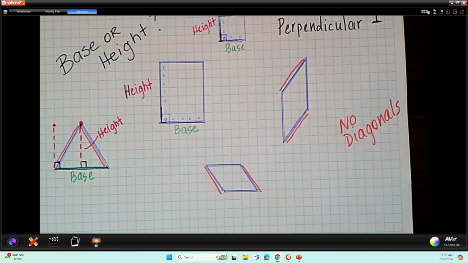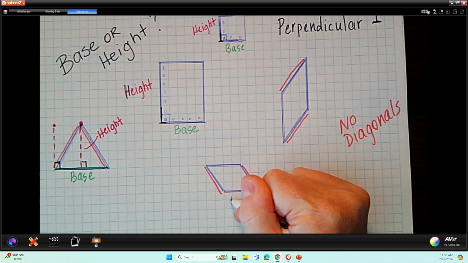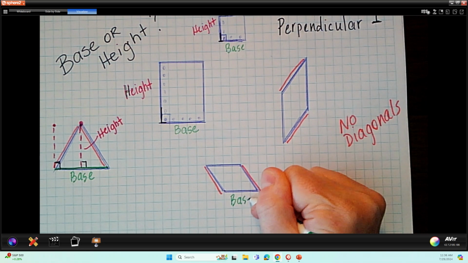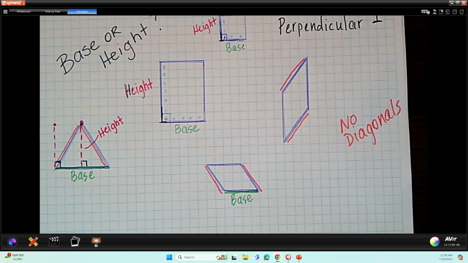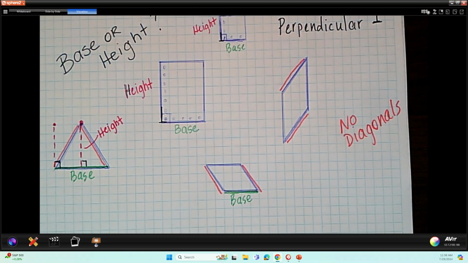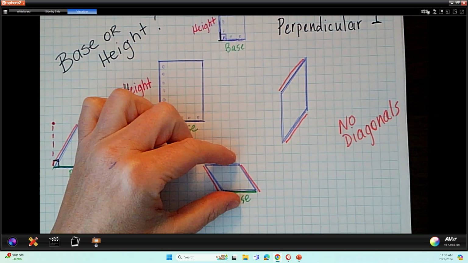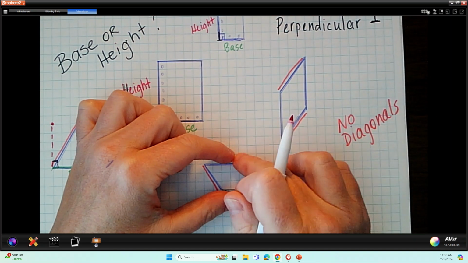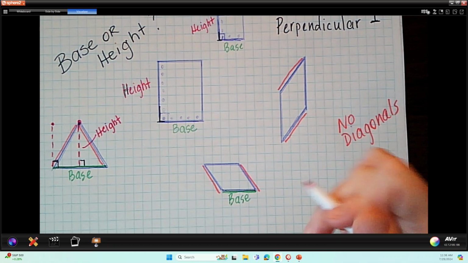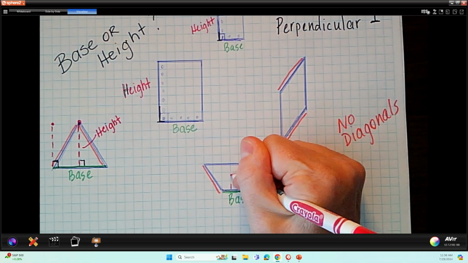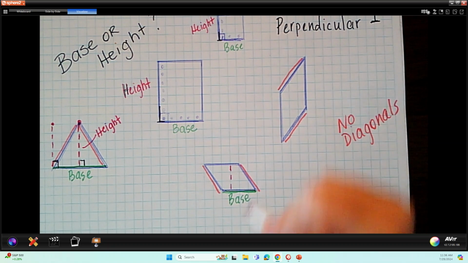Okay, so let's take a look at the parallelogram. So in this situation, my base is here. Okay. And my height can be found a variety of places. Just like the triangle, I can go straight up. I'm just trying to see how tall the top is from the bottom. I don't want the diagonals, no diagonals, okay? So I could go straight up the middle, 1, 2, 3. So this would be a height.